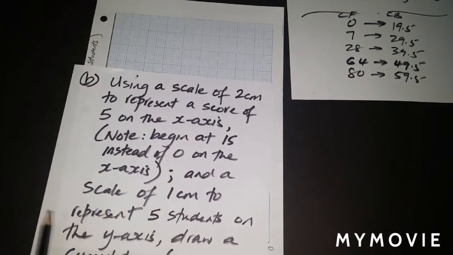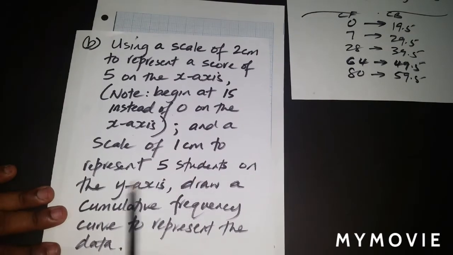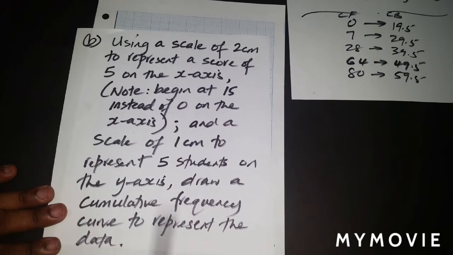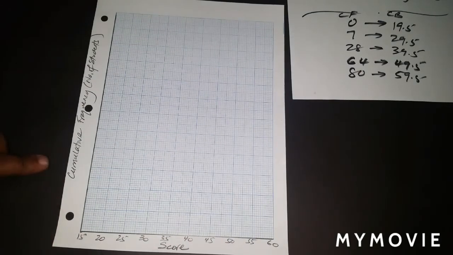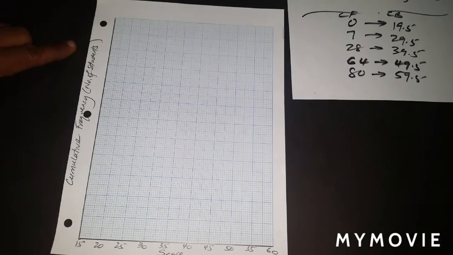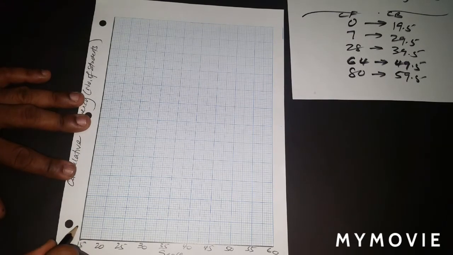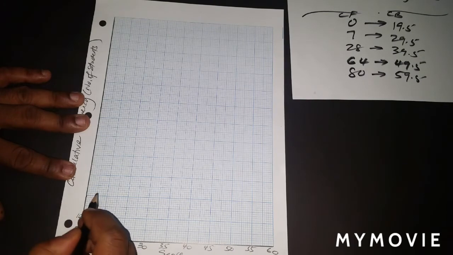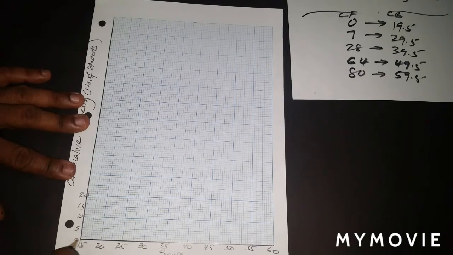Now it says here, and a scale of 1 centimeter to represent 5 students on the y-axis, draw a cumulative frequency curve. So we should use a scale of 1 centimeter to represent 5 students on the y-axis. And we know the y-axis is also referred to as the cumulative frequency, which represents number of students. So for every 1 centimeter, we're going up by 5 students. So this is 1 centimeter here. So that's 5, 10, 15, 20. So this would be 0 here.